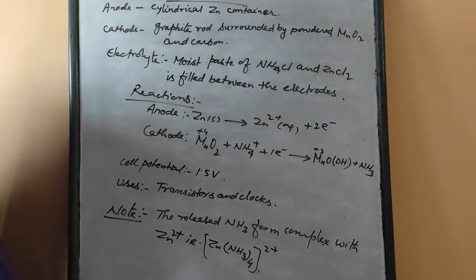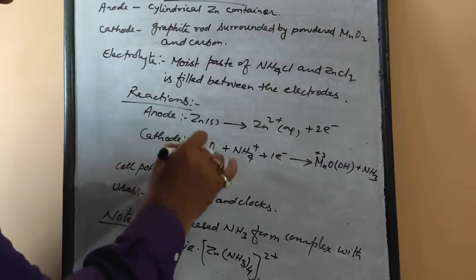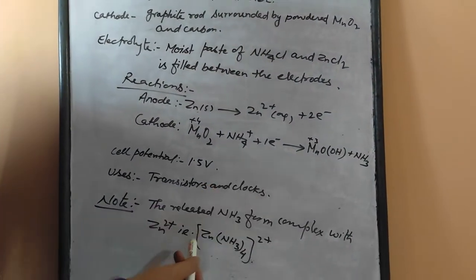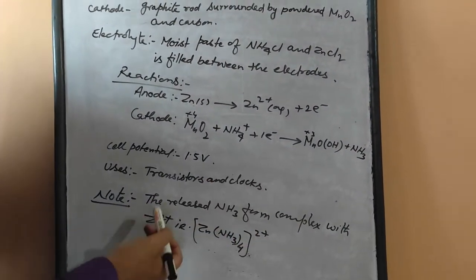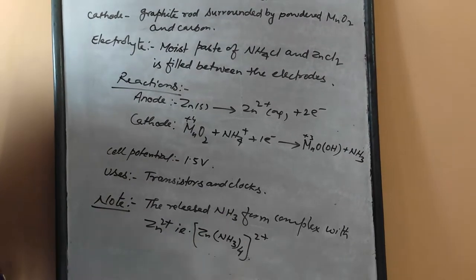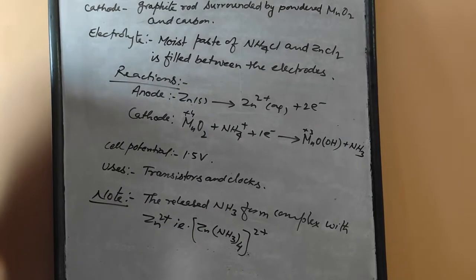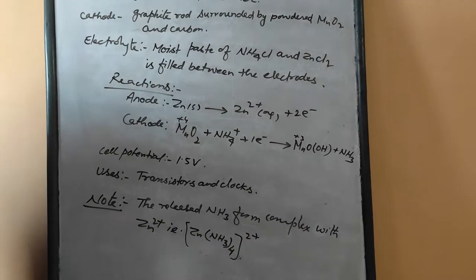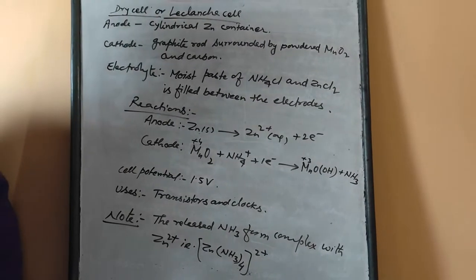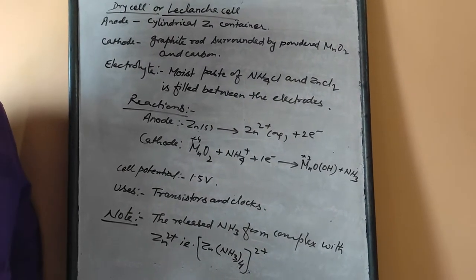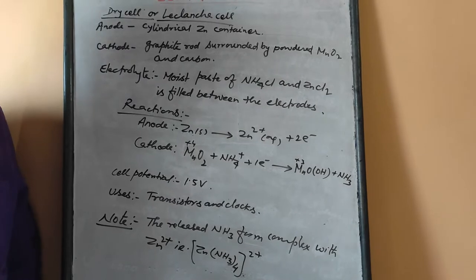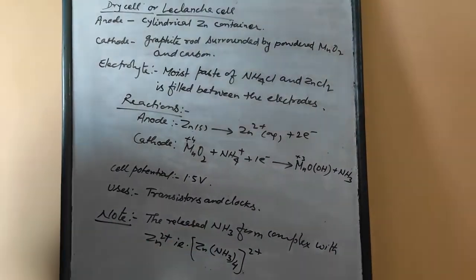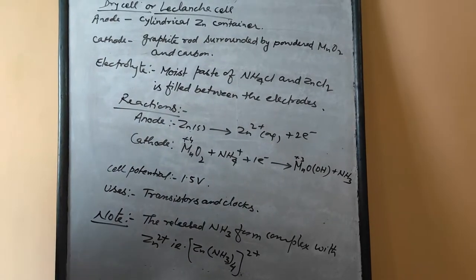Your answer is: during the cell reaction of the dry cell, ammonia gas is released and the Zn2+ of ZnCl2 combines with NH3 to form a complex. That complex is [Zn(NH3)4]2+. Complex compounds are a chapter in inorganic chemistry; later on we will discuss them in detail. So this is the role of ZnCl2 in dry cell.